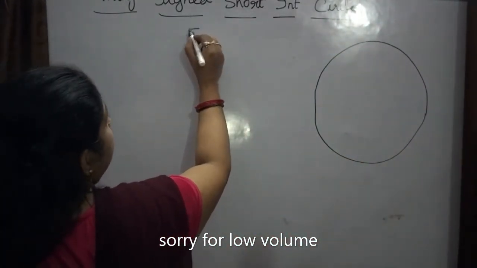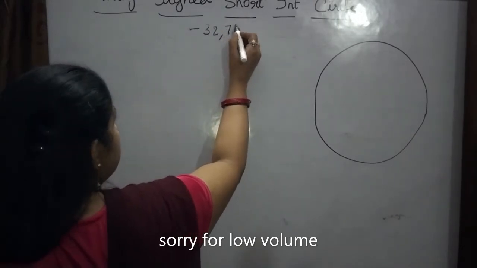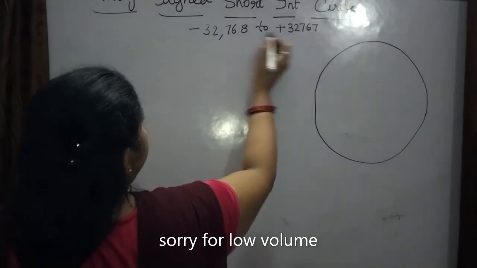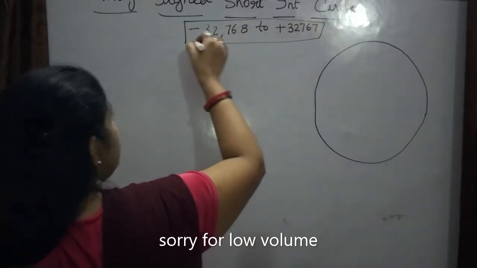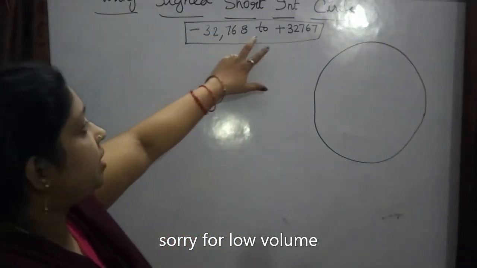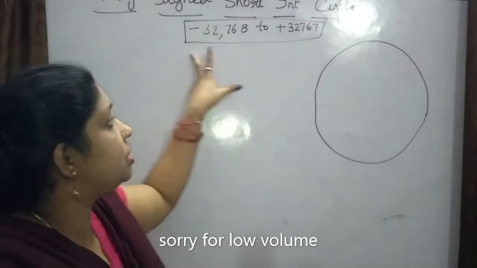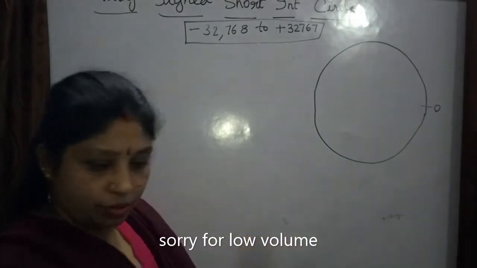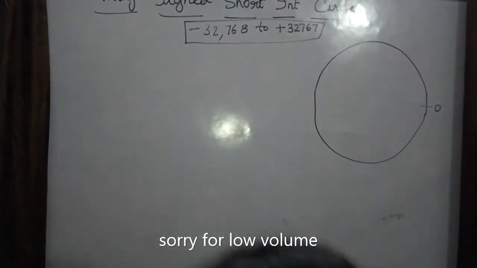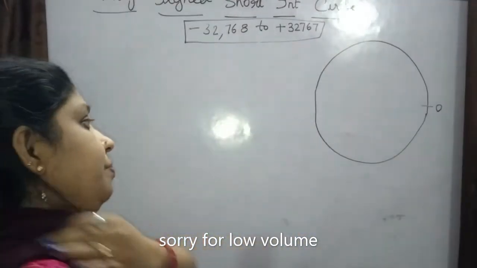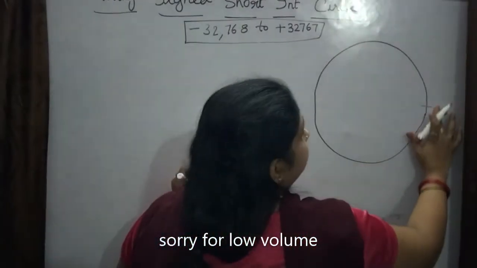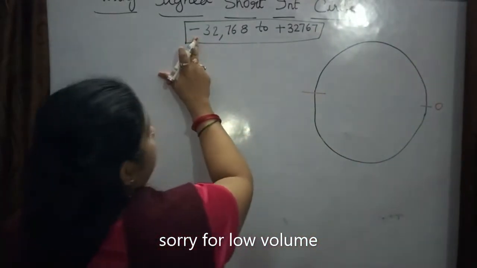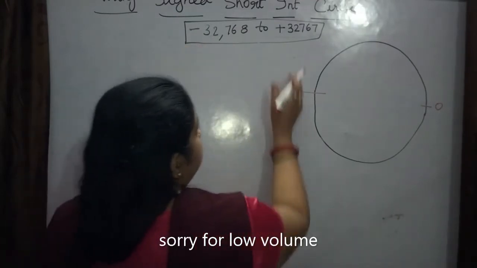are from minus 32,768 to plus 32,767. So this is the range of the circle. Now I am going to display these values on this circle. See how to display. First it starts from 0. Okay, it starts from 0. Now from 0 till where, starting minus values, positive values I am showing.